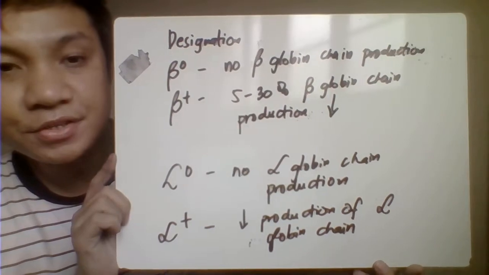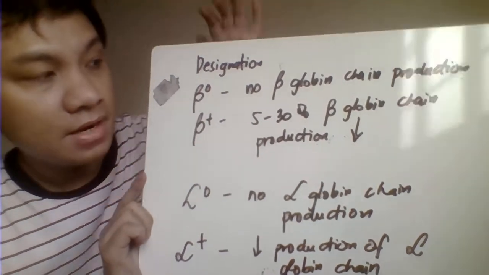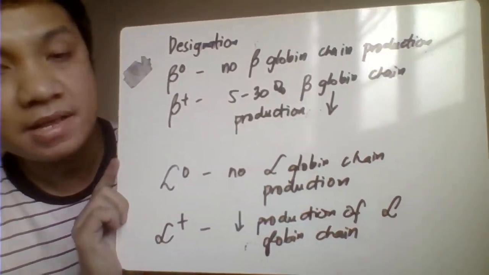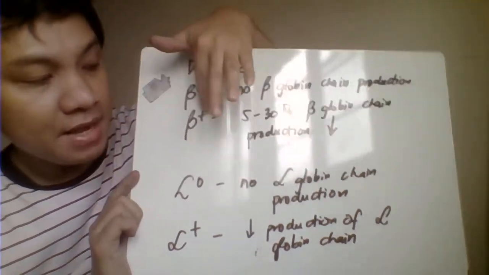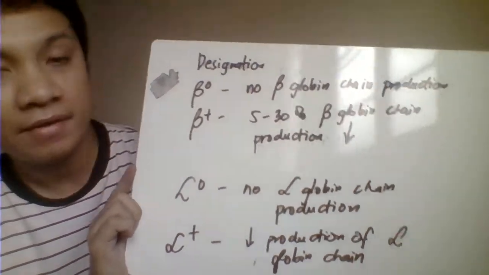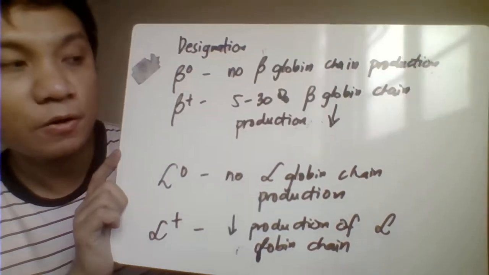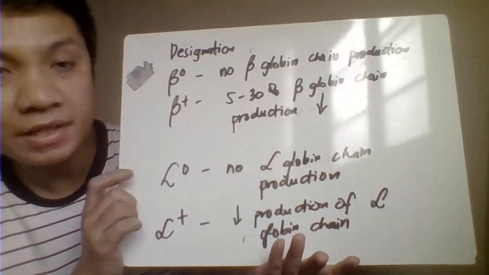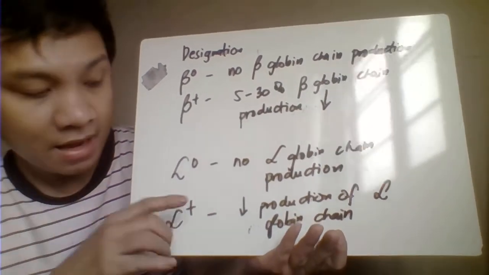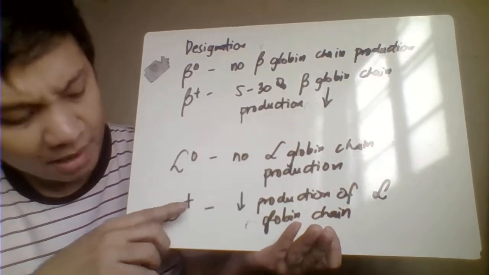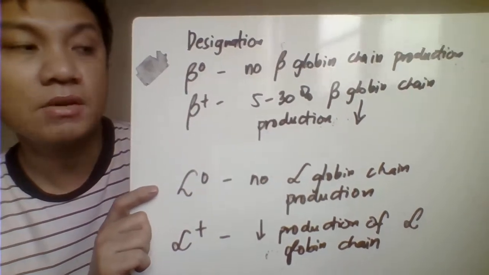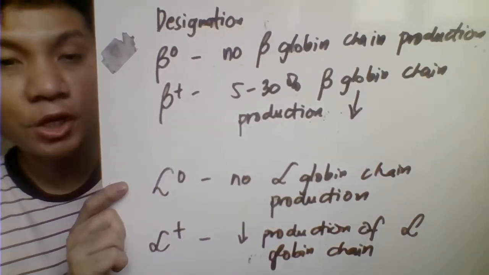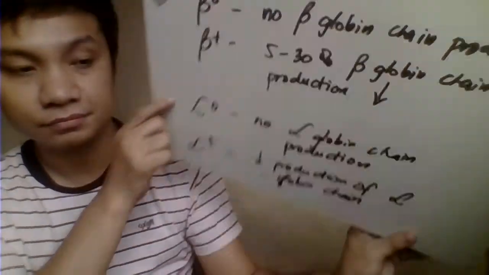Okay, for the designation of your thalassemia, we have here beta 0, which signifies that you don't have the beta globin chain production at all. Beta plus, we have a decrease in the production of your beta globin chain. The same designation for the alpha. Basta pag 0, wala. Pag beta plus or alpha plus, it means you still have the production of that particular globin chain, only that it is decreased compared to the normal production.